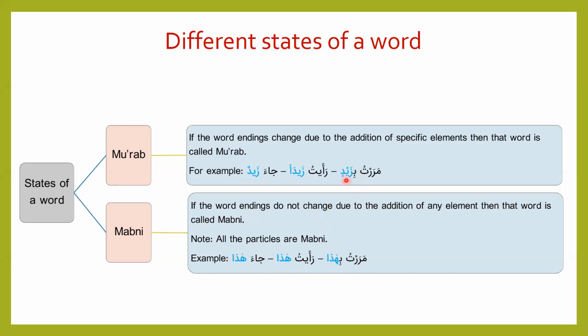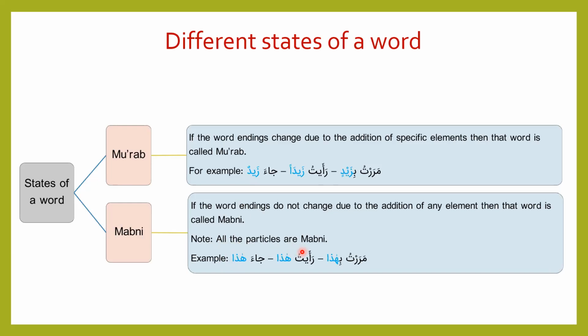But if you see Zaid, it's getting kasra, fatha, and dhamma. So those words where the last letter of the word doesn't change at all, in any circumstance, this word is called mabni. And remember, all the particles are mabni: min, an, all these particles.